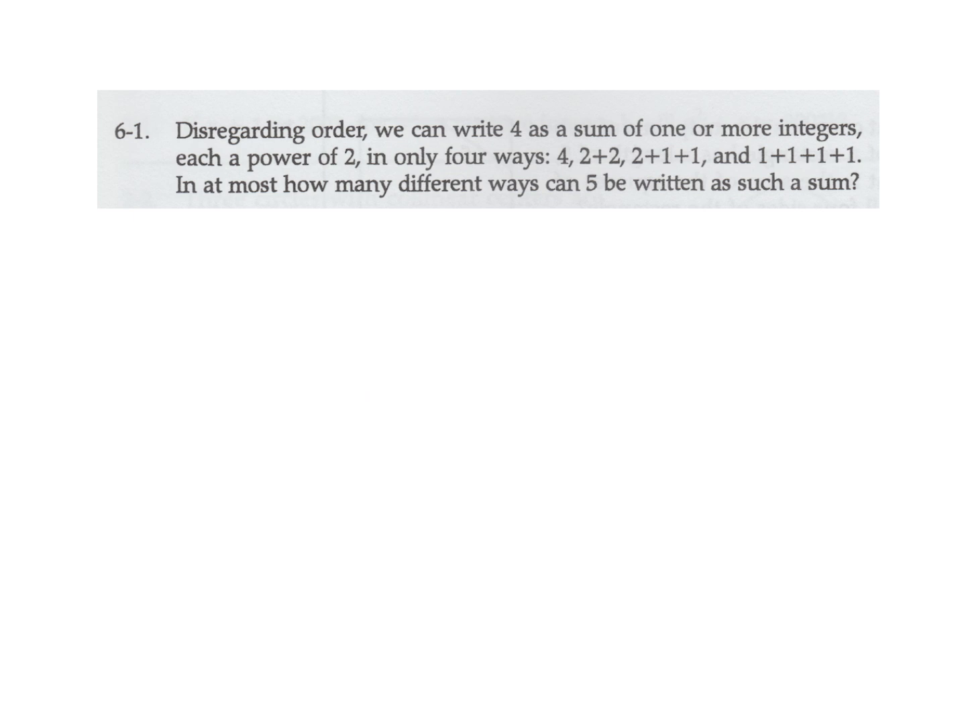Disregarding order, we can write 4 as a sum of one or more integers, each a power of 2, in only 4 ways: 4, 2 plus 2, 2 plus 1 plus 1, and 1 plus 1 plus 1 plus 1. In at most how many different ways can 5 be written in such a sum?